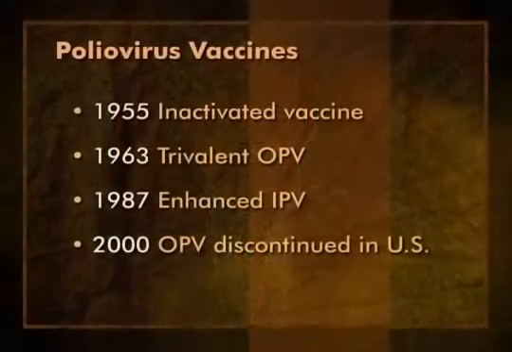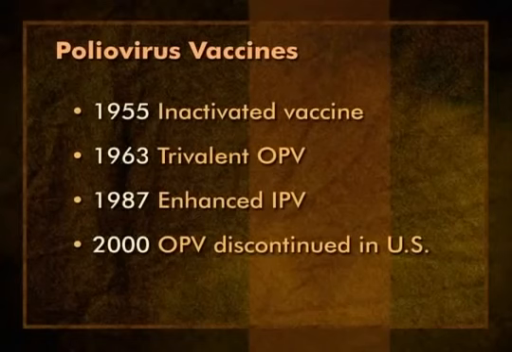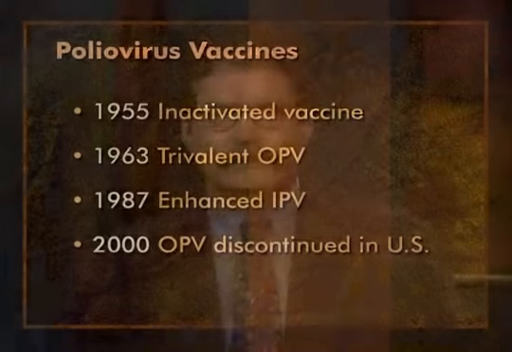The first polio vaccine, the inactivated vaccine developed by Jonas Salk, was licensed in 1955, and the demand for it was enormous. Millions of doses of Salk vaccine were administered in the late 1950s. Trivalent oral polio vaccine was licensed in 1963. OPV rapidly became the polio vaccine of choice. An enhanced version of IPV was licensed in 1987, and the original Salk IPV was taken off the market in 1988. Production and distribution of oral polio vaccine was discontinued in the United States in 2000.